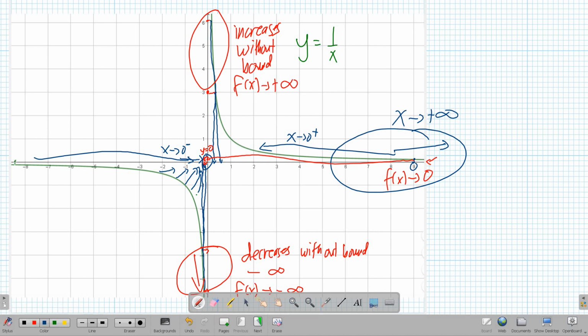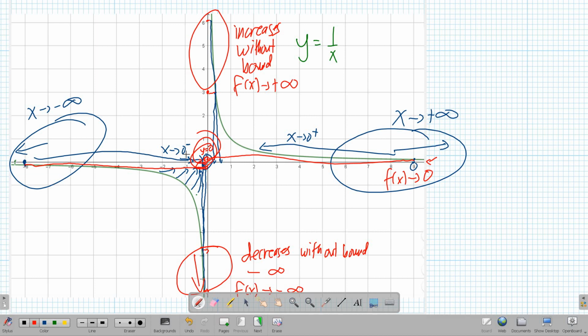If you look at the other side here, as x approaches negative infinity, it's the same. For example, for this point here, its x value is this, but its y value also gets closer and closer to 0. So with that in mind, this is what's happening as we have limits at infinity.